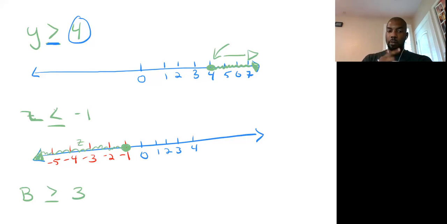Let's try the last one. B is greater than or equal to 3. 10 seconds.